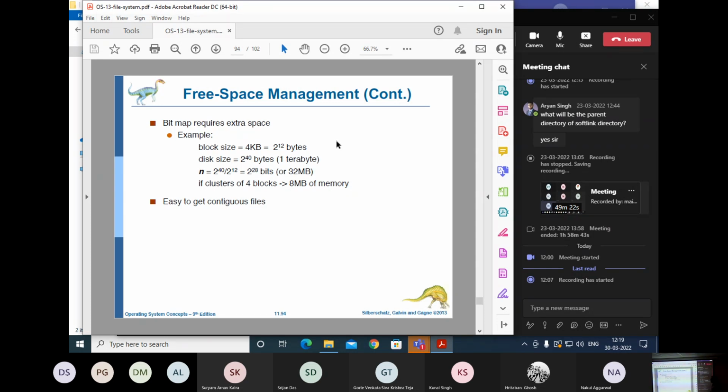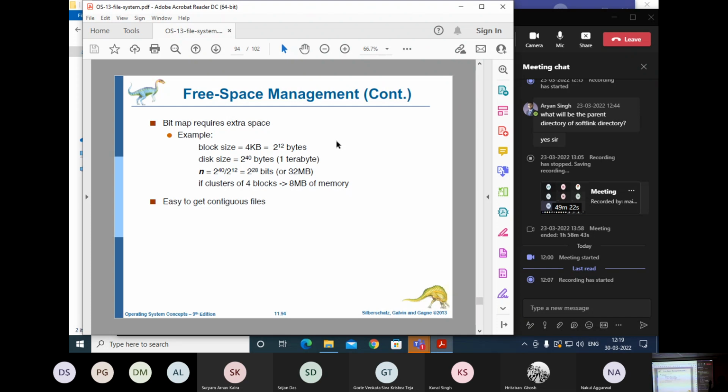But the point I want to make is that if the operating system considers a cluster of 4 blocks, it is essentially considering one cluster as free or not free. So it is not telling that each 4 KB block is free or not free. It is basically telling that 16 KB is free or not free. Then you divide the overhead by 4, and it becomes still 8 MB.